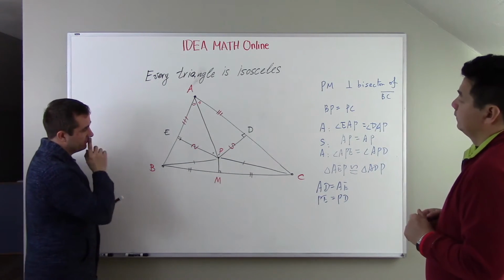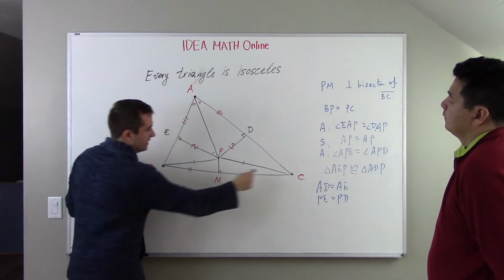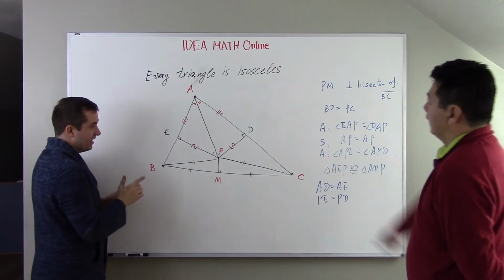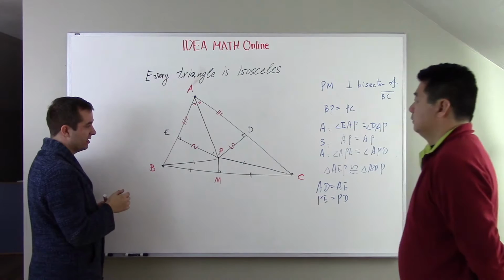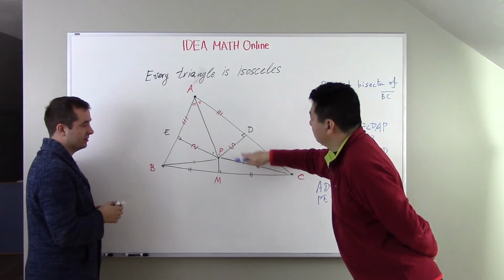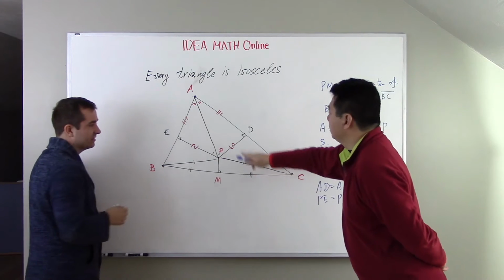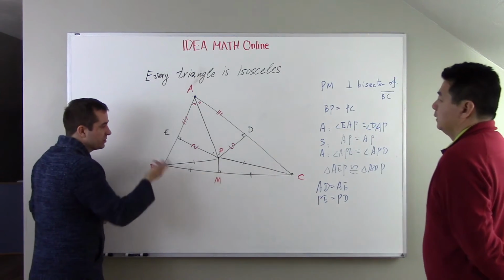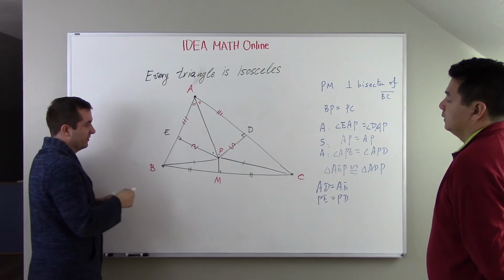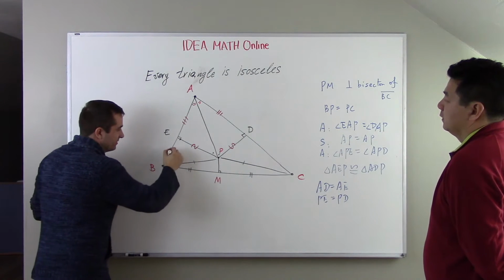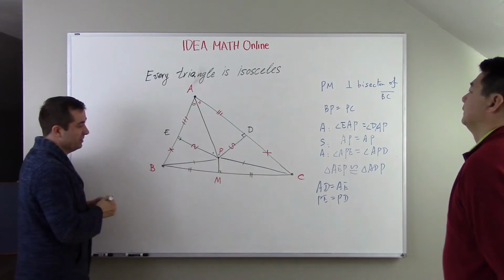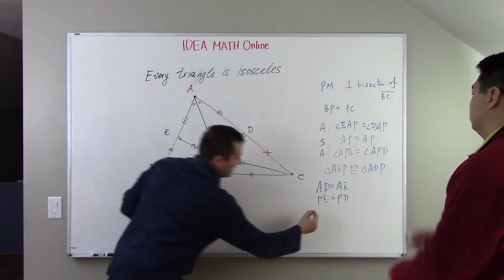Now we have two remaining triangles, CPD and BPE. Now clearly CD is equal to BE. Why? Because they are two right triangles with the same hypotenuse and the same leg. So we can use the Pythagorean theorem to prove that BE is equal to CD.